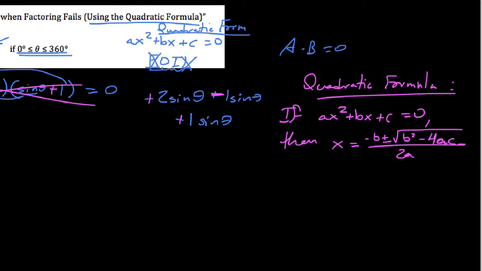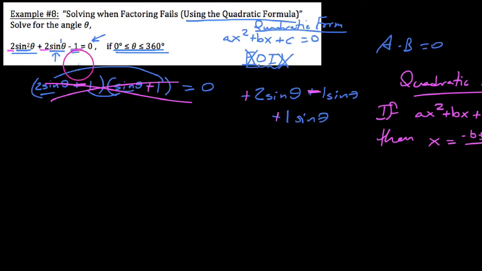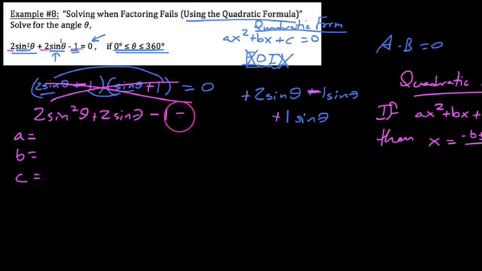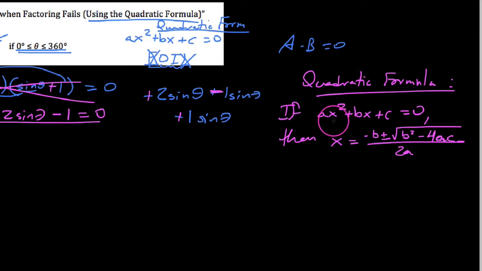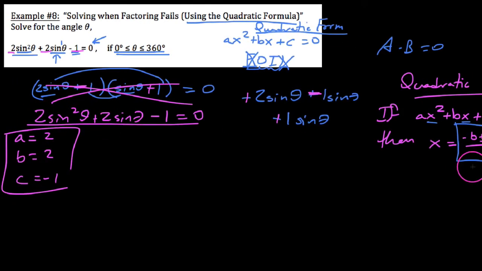The first thing we need to do is recognize that this is in quadratic form and identify the values of a, b, and c. Looking at this trinomial, we have 2 sine squared of theta plus 2 sine of theta minus 1 equals 0. So we have an a value of 2, a b value of 2, and a c value of negative 1. So what I'm going to get is x equals all of this stuff here. Now, when we're talking about something trigonometric, I don't have x's, I have sines of theta.